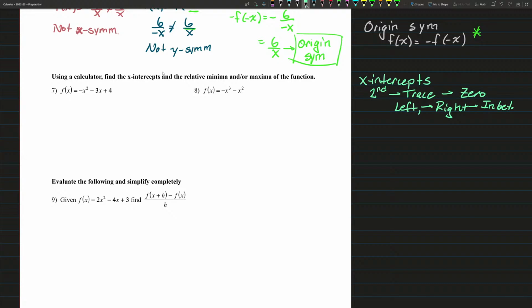Okay, the same is kind of true for minimum and maximum. If you're trying to find a maximum, you go to second, trace, and then if you're trying to find the minimum, you find the minimum, right? So if it dips like this, that's a minimum. If it goes up like this, that's a maximum, right? So anywhere it crests or anywhere it dips, that's what we're trying to find, right? So instead, we would do min or max depending on what we're trying to find. And then the same is true. So left, right, in between.